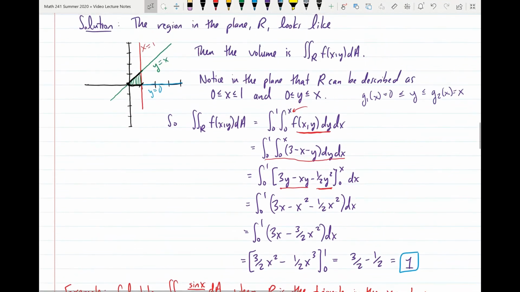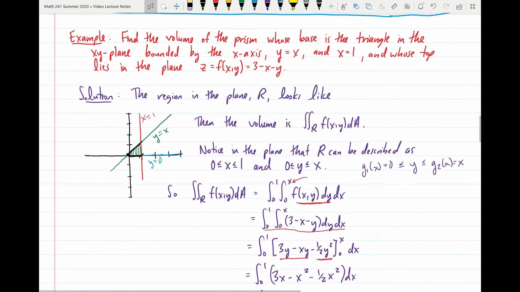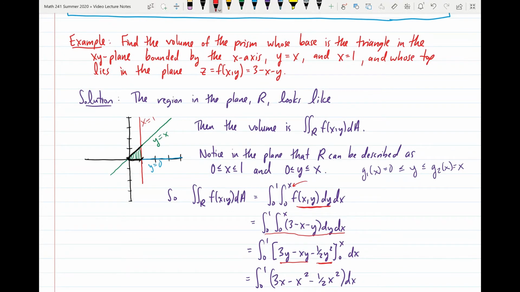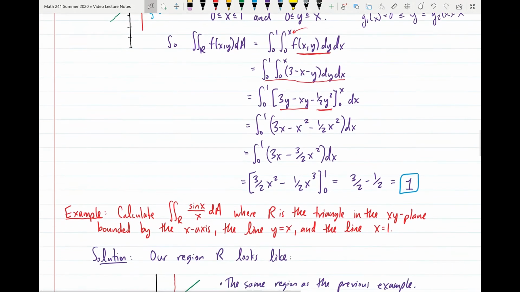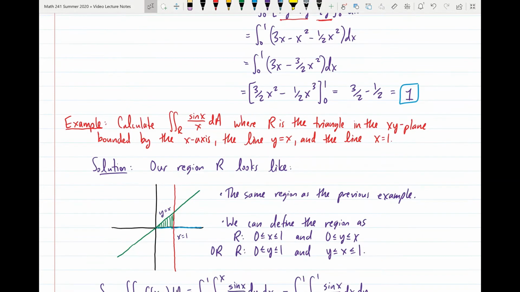So the volume of this prism that is bounded above by the plane z equals 3 minus x minus y over the region R, this triangular region in the plane, is going to equal 1. Okay, so now let's move on to the next example.